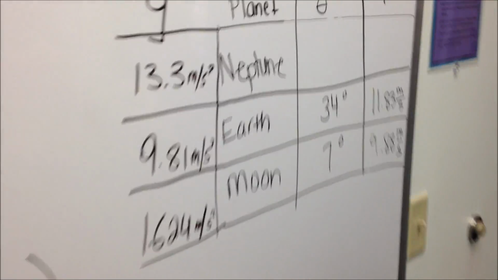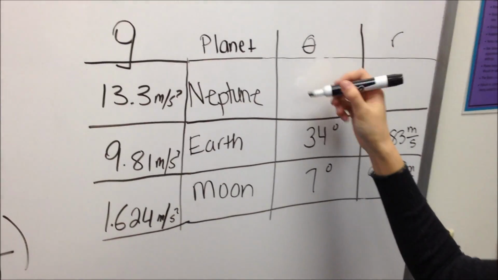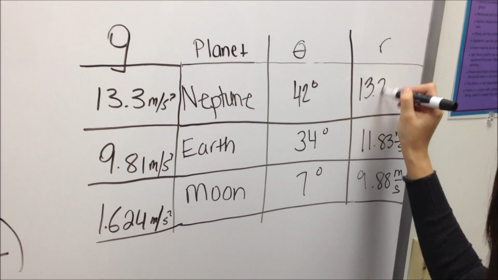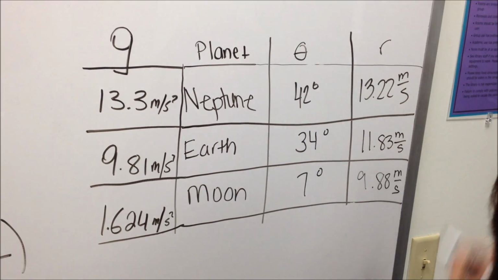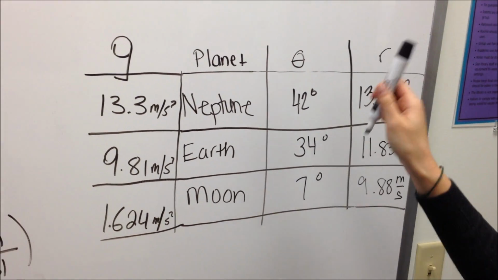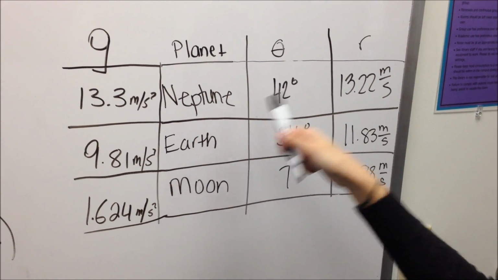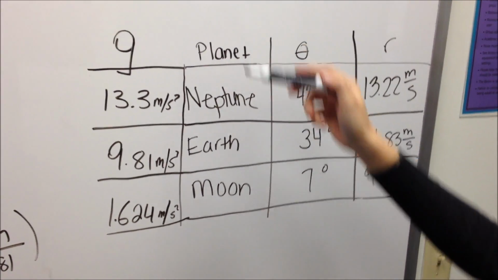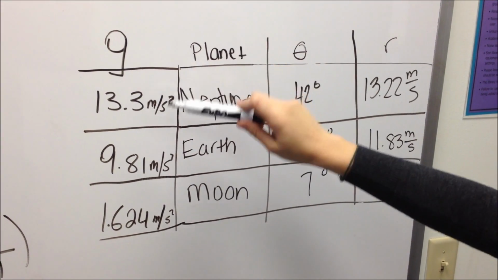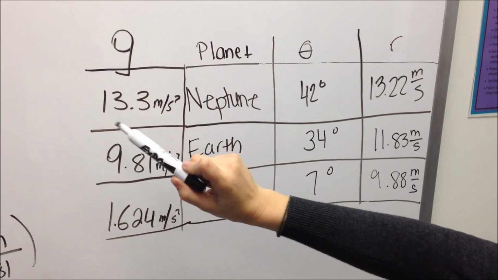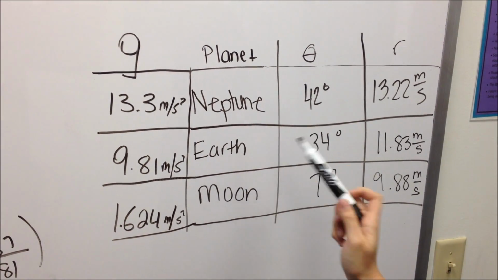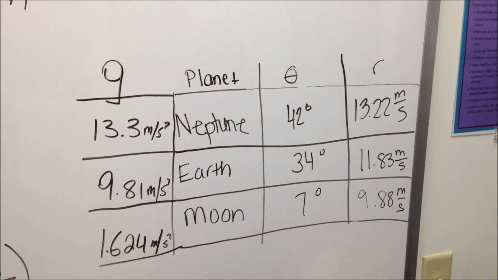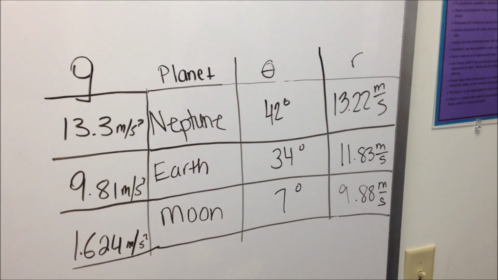We're going to go ahead, we made a chart, and we're going to plug the values into the chart. And then 13.22. And as we can see, the theta and the r on Neptune are much greater than both the Earth and the Moon. This is because, as you can tell, our g is much greater on Neptune than it is on Earth and the Moon. So as our g gets smaller, so do our angle and our resultant.